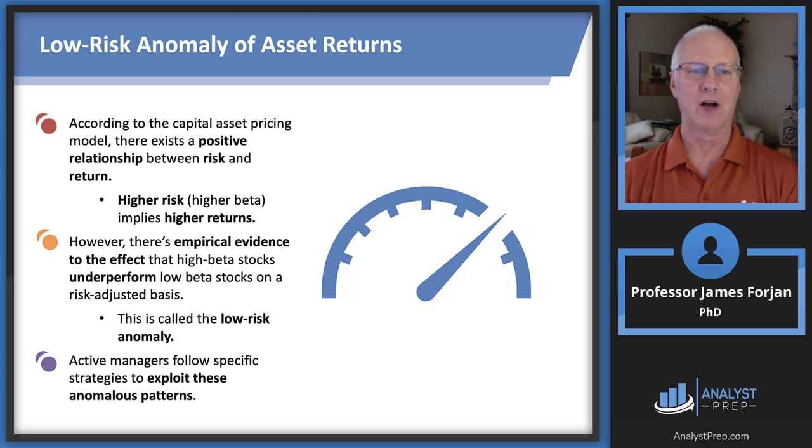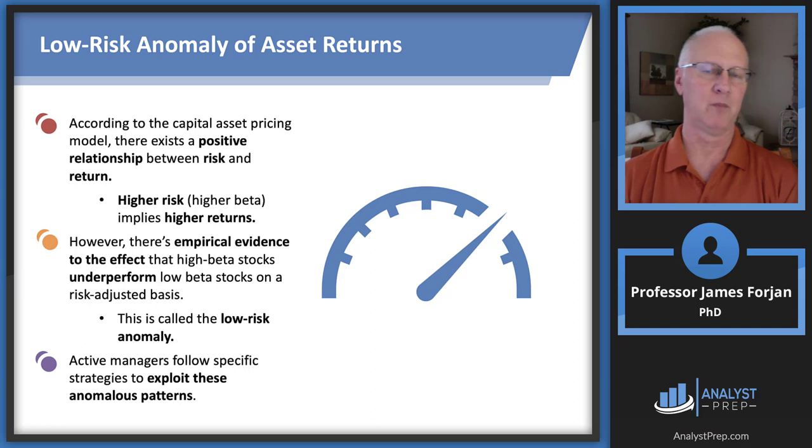Now, look at the orange circle point in the middle, and this goes back to the title inside the parentheses of the chapter. There's substantial empirical evidence that indicates that high beta stocks tend to underperform low beta stocks, even on a risk-adjusted basis.